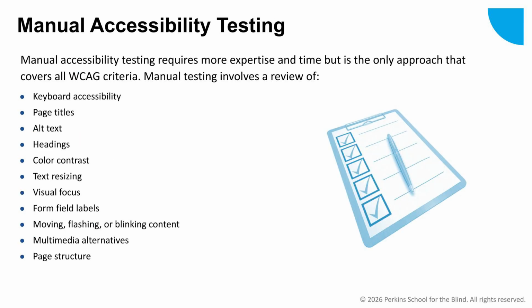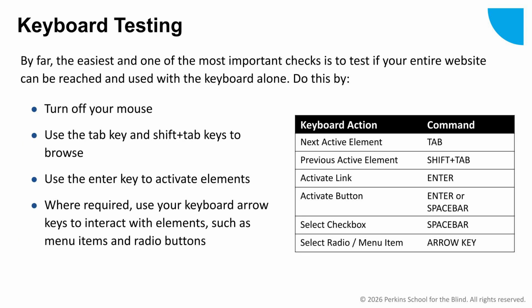To cover the remaining accessibility issues that automated testing can't catch, you can perform manual testing. Manual accessibility testing requires more expertise and time, but it's the only approach that covers all WCAG success criteria. Manual testing involves reviewing keyboard accessibility, page titles, alt text, headings, color contrast, text resizing, visual focus, form field labels, moving and flashing content, multimedia alternatives, page structure, and more. Let's go over some things you can integrate into your testing process to catch these accessibility issues.